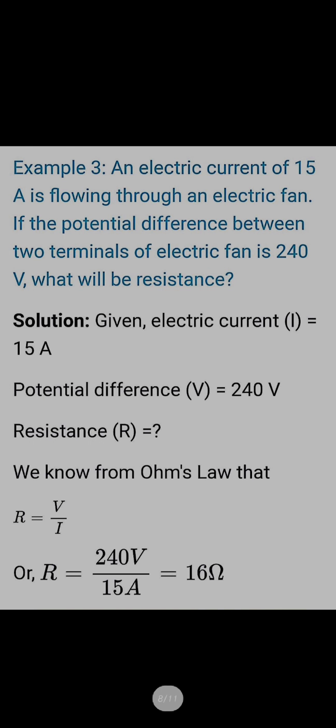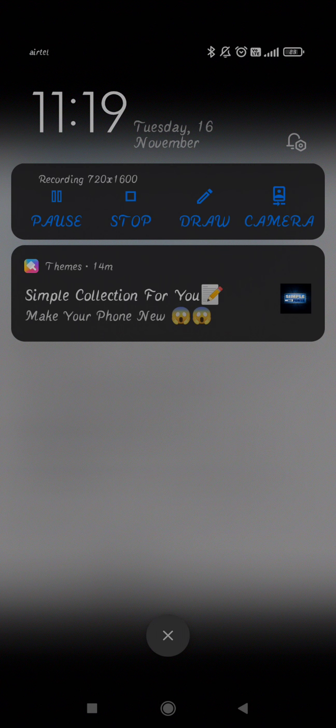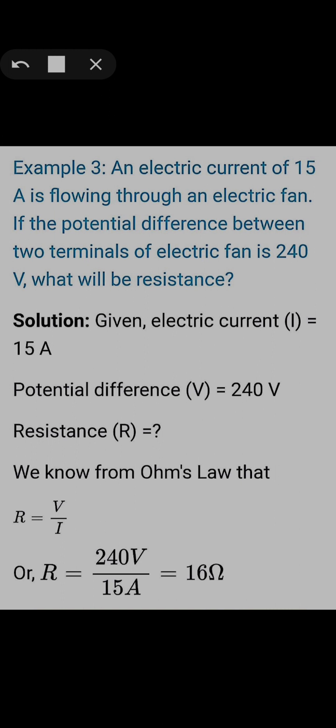The third example: an electric current of 15 amperes flowing through an electric fan. What is the potential difference between the two terminals? Now we are talking about potential, right? It is given that the potential difference between the two terminals of the electric fan is 240 volts, and the current is 15 ampere.